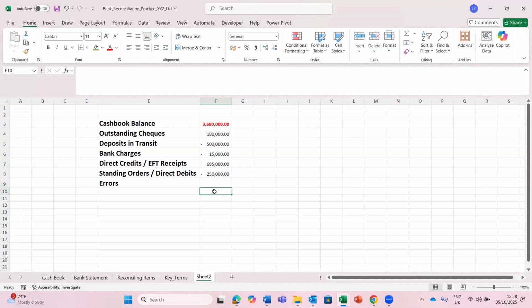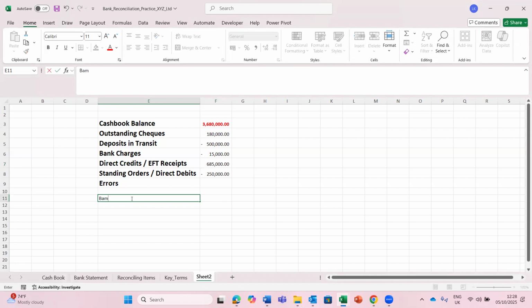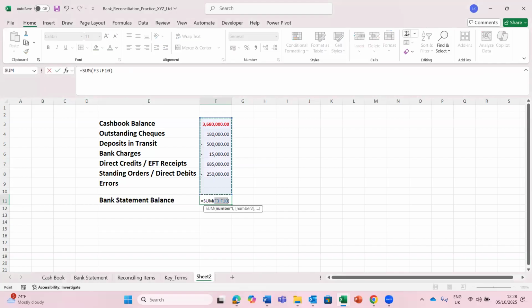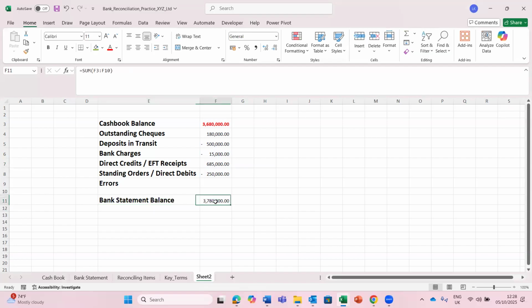All right. So the result we find here should be equal to the bank statement balance. So we say bank statement balance. Okay. So let's add. So this balance should be equal to, minus the statement balance there, which is 0. Indeed, this is correct.